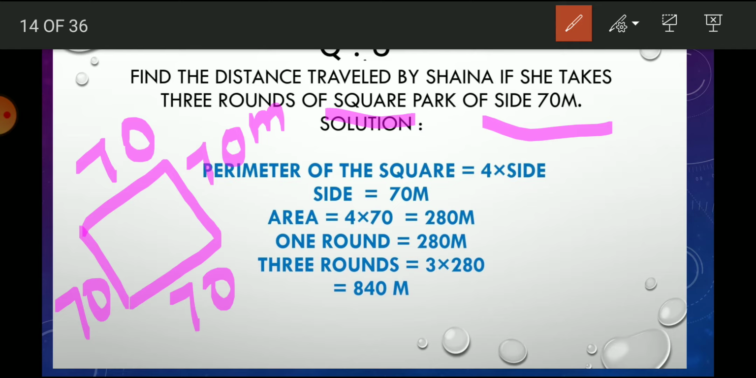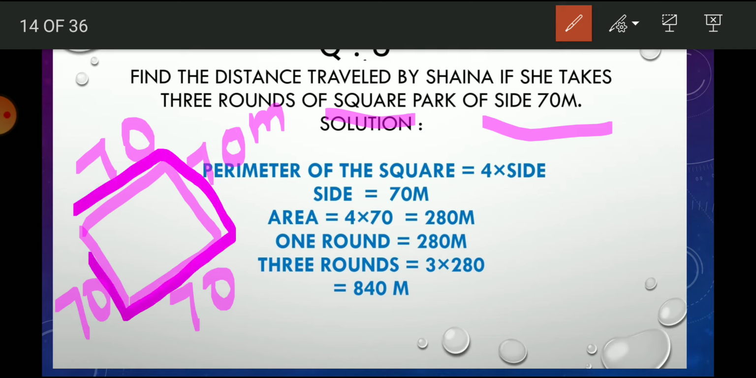If we want to go around the square park, we don't use the inside, we use the outside. So going around means which one we want to find out, area or perimeter? Around means perimeter. So we should find out the perimeter of a square, that is 4 into side. So 4 into 70 meter, that is 280 meter.